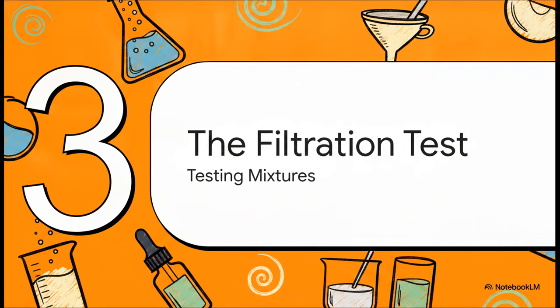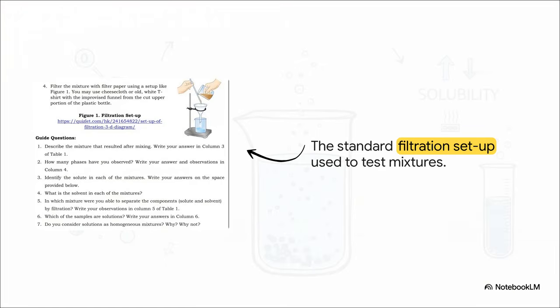Section 3. Passing the filtration test. To put these mixtures to the test, scientists use a standard filtration setup. We basically take a mixture and pour it through an everyday funnel lined with filter paper, or honestly, even a simple cheesecloth works. Now, if you were to mix, say, mango seeds and water and pour it through, the seeds would get totally trapped in the paper, right?